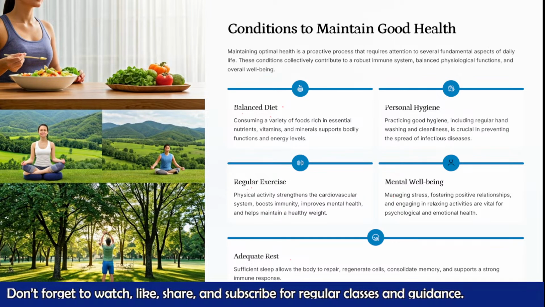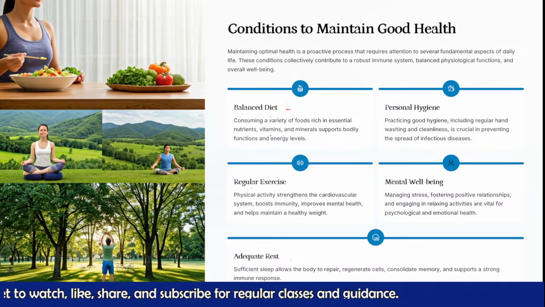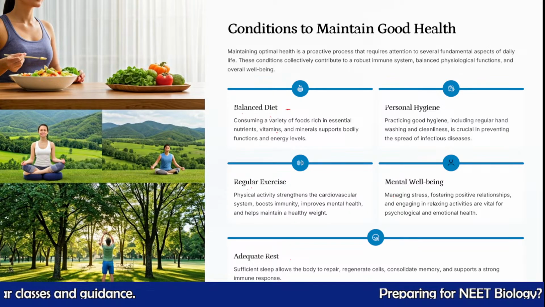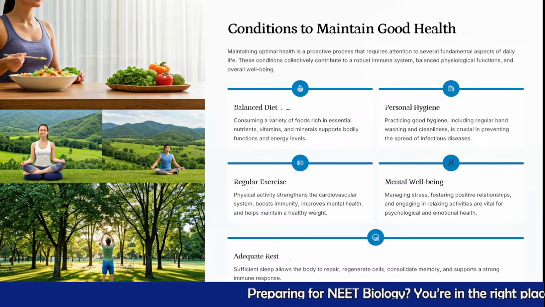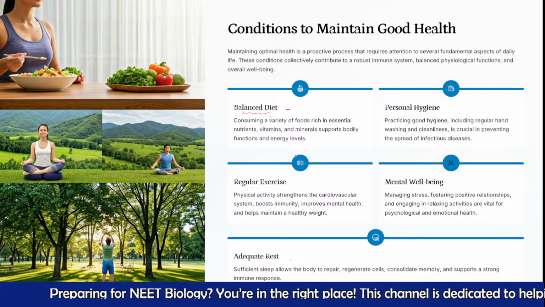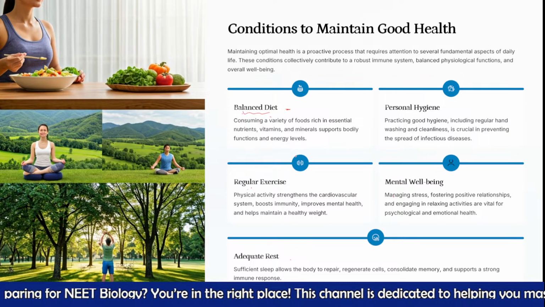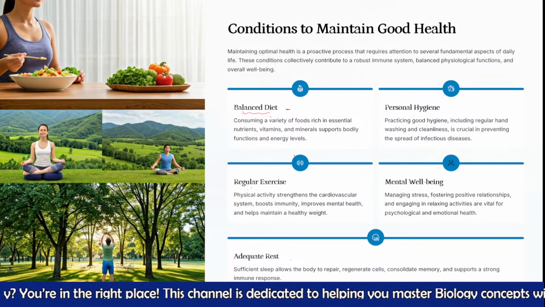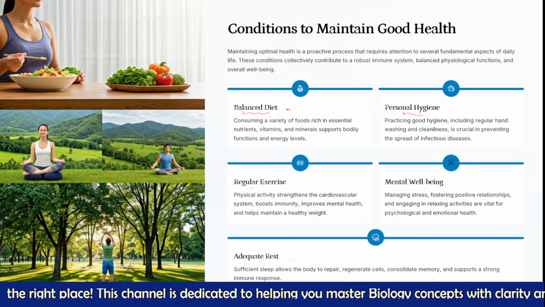So, what is a balanced diet? A diet which contains all the essential nutrients. Essential nutrients we know are carbohydrates, proteins, fat, vitamins, and minerals, all should be there in a proper proportion. Then only we can say a balanced diet. So a balanced diet is very necessary for maintaining good health, but it is not only a balanced diet; some other factors also, like personal hygiene.